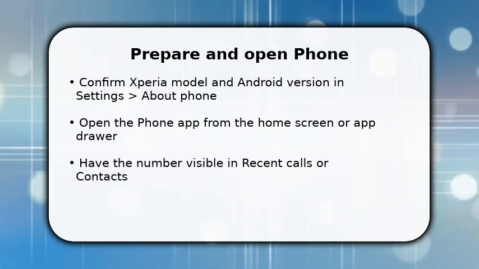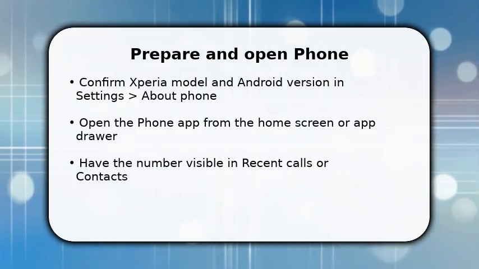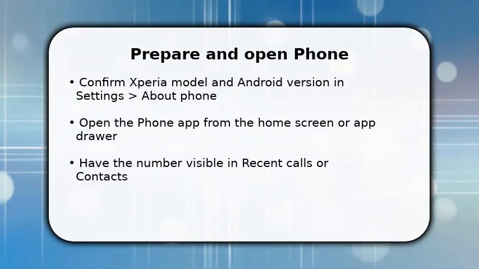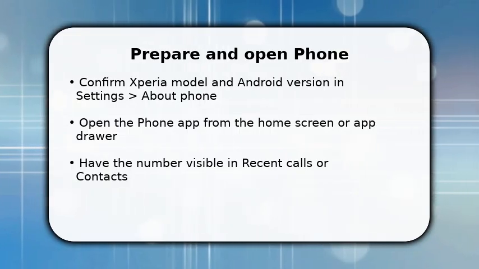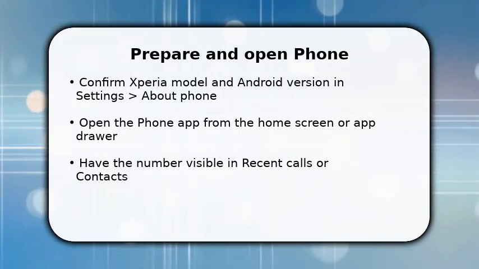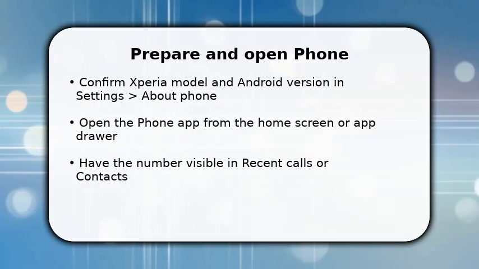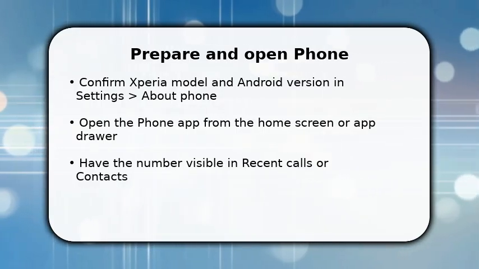Enjoy the video. You'll start right in the phone app. This is where blocking happens. First, check your Xperia's model and Android version so you know menu names. Once done, open phone and find the number, either in recent calls or contacts, so you can act immediately.